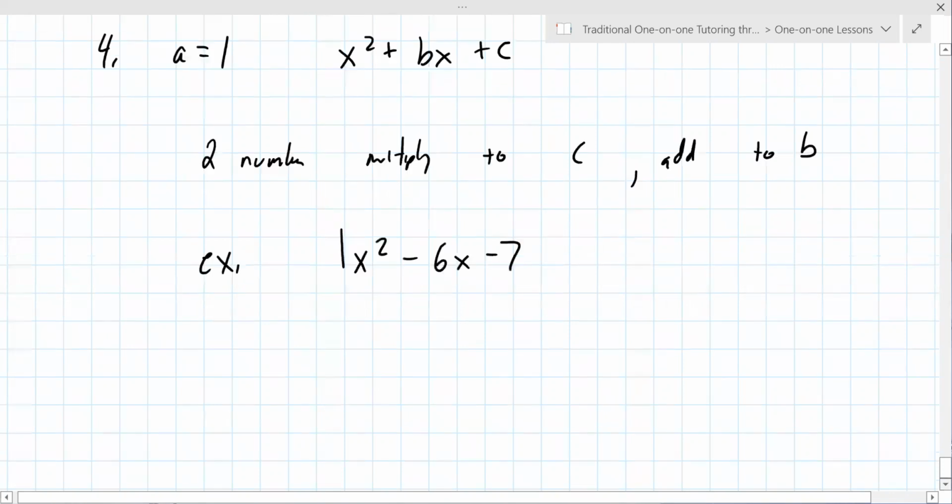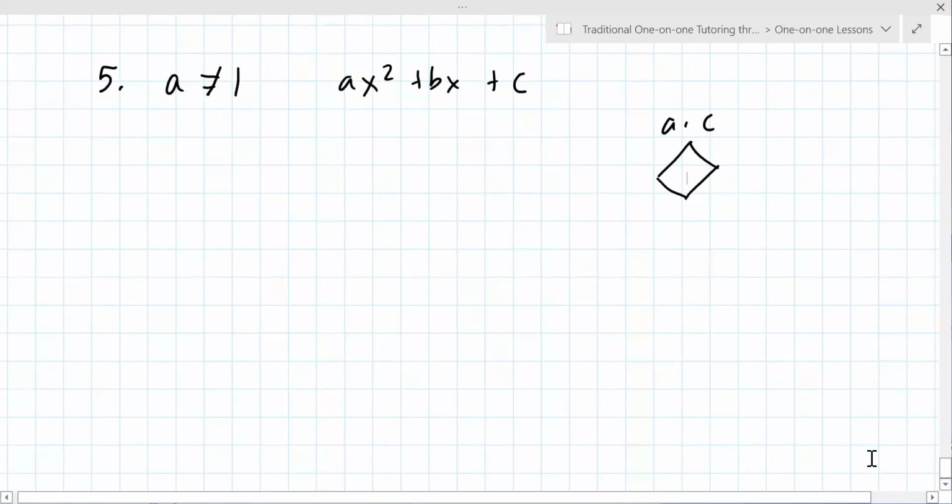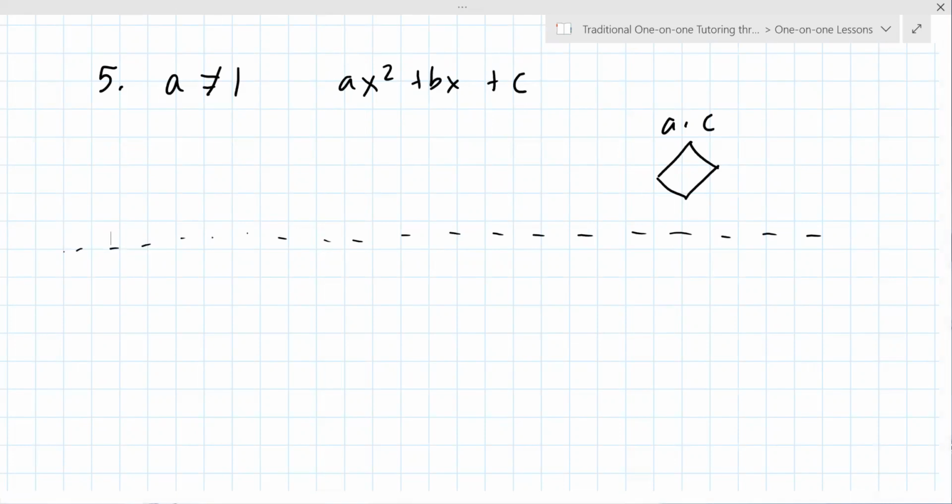And then what I think you really wanted help with, which is what we covered tonight, is the A not equal to one. AX squared plus BX plus C. These are all the ones that we did tonight. These are the ones where you have to take A times C, and then you break it apart in the triangle. Now there are more than this, but if you could do this, that's good.